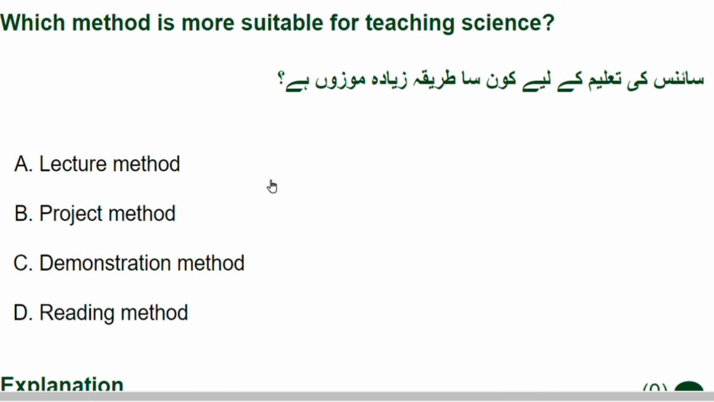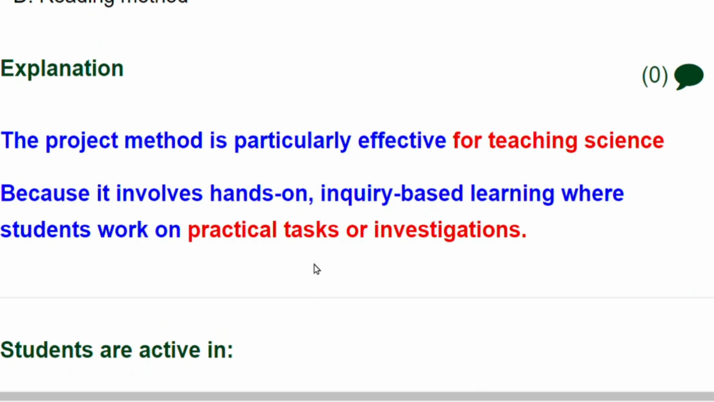Which method is more suitable for teaching science? Project method. A project method is particularly effective for teaching science because it involves hands-on inquiry-based learning where students work on practical tasks and investigation.